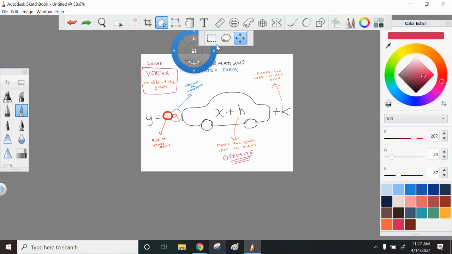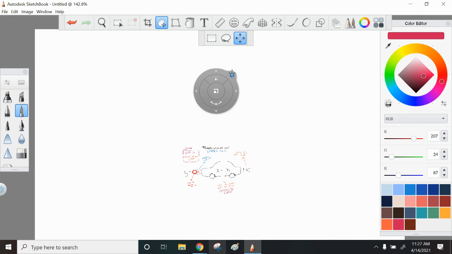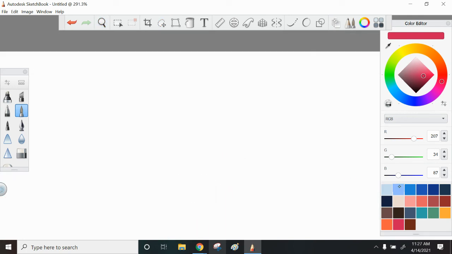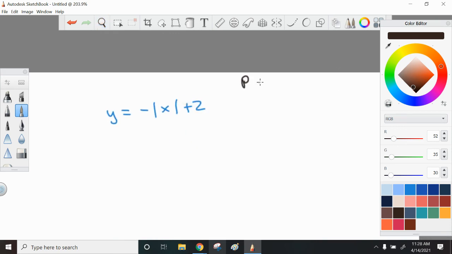Let's see. I'll shrink this down a bit. We could do a question where I ask you this, okay? If I have y equals negative absolute value of x plus 2, how is this function transformed? How is this function different from the regular old function, right? If I think about the parent, I know that the parent is y equals absolute value of x. I know that the parent looks like this, a V shape right in the middle.